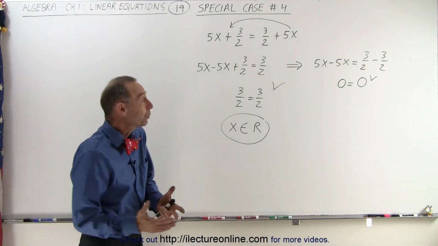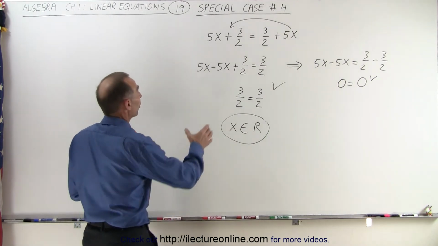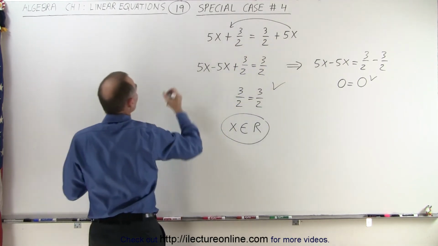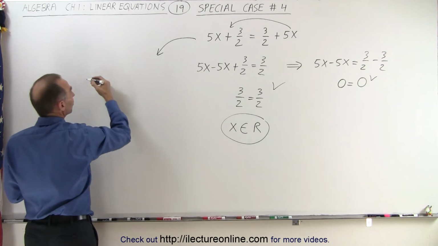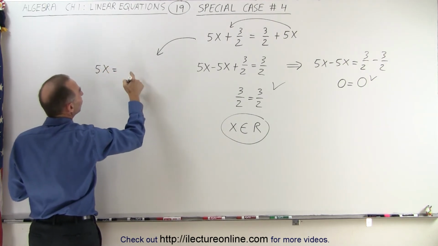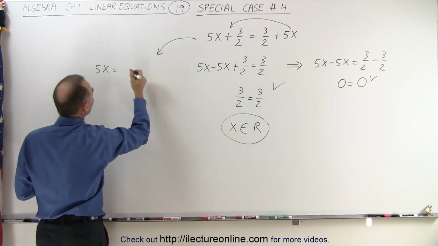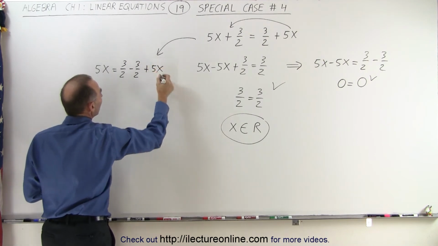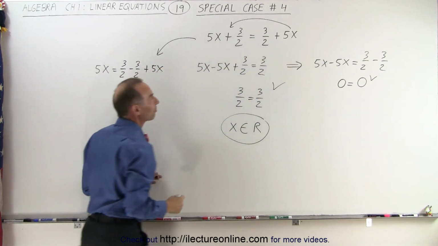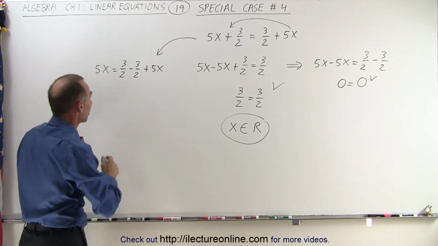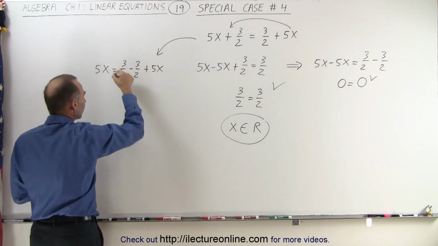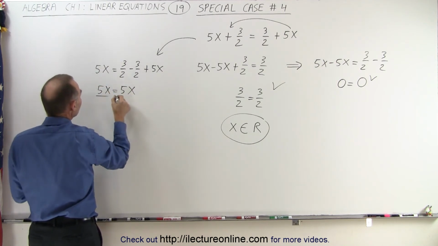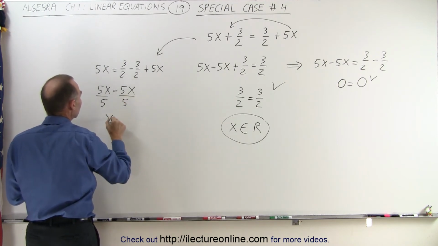And there's another way in which this problem could be solved. For example, starting with this case right here, we could move the 3 halves on one side to the other side. So let's go over here and say it could be solved as follows. We have 5x equals, we move the plus 3 halves to the other side, it becomes minus 3 halves, so we have 3 halves minus 3 halves plus 5x by moving the 3 halves on the left side to the right side first, leaving the terms with the x in place. When we do that, the following results, this goes equal to 0, and we end up with 5x equals 5x, and dividing both sides by 5, we end up with x equals x.